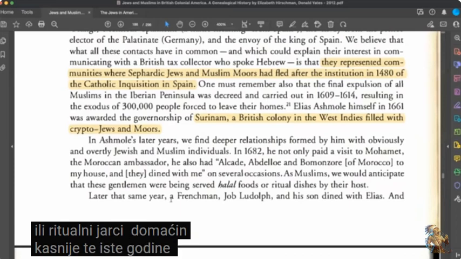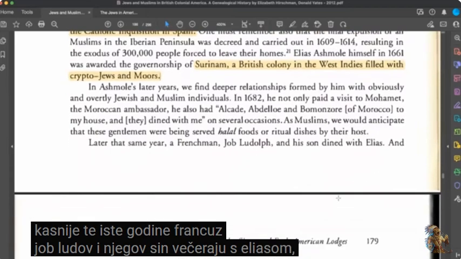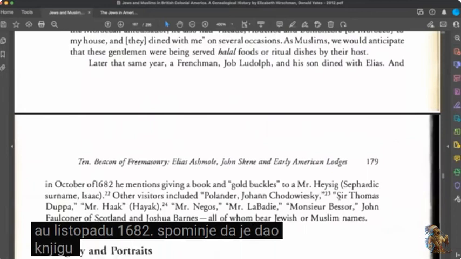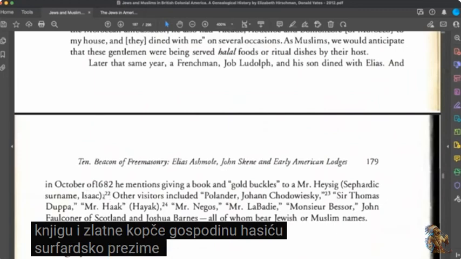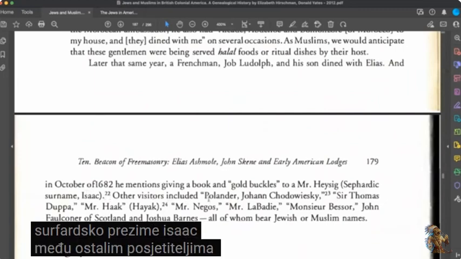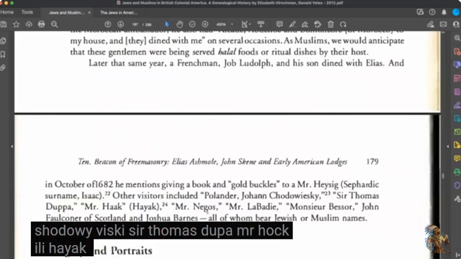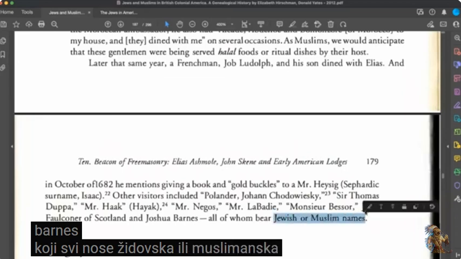Later that same year, a Frenchman, Job Ludolf, and his son dined with Elias, and in October of 1682, he mentions giving a book and gold buckles to Mr. Hasek, Sephardic surname Isaac. Other visitors included Palander, Johann Shodowiski, Sir Thomas Dupa, Mr. Hack or Hayak, Mr. Negos, Mr. Labadie, Monsieur Bezor, John Falconer of Scotland, and Joshua Barnes, all of whom bear Jewish or Muslim names.